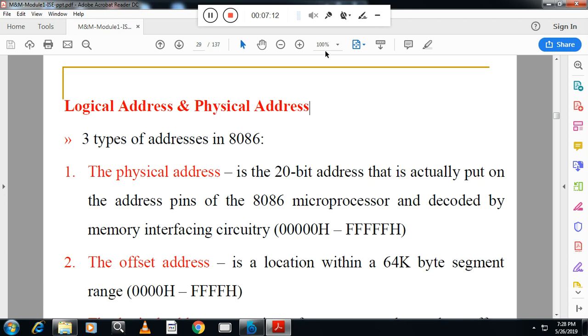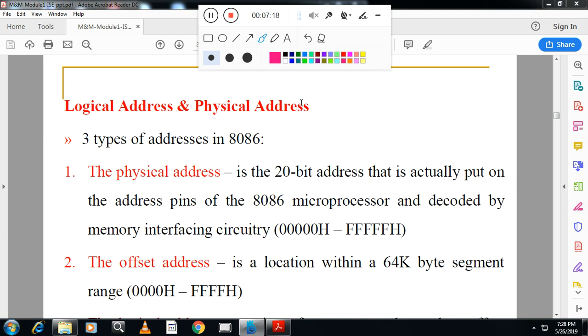That means, if I explain it this way, you will understand better. For example, suppose this is the microprocessor, and this is the memory. Memory is divided into segments. The memory address is represented by a 20-bit address. Why is it 20-bit? Because our microprocessor has 20 address lines.